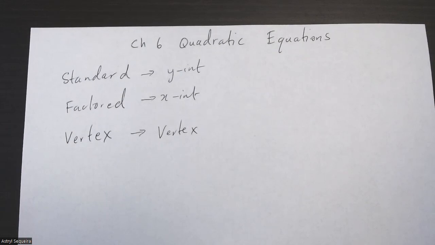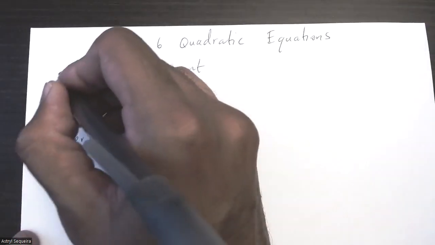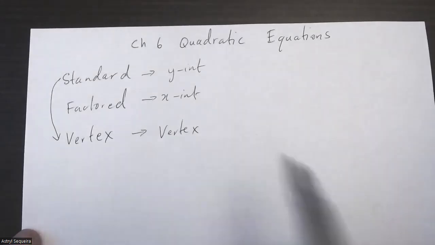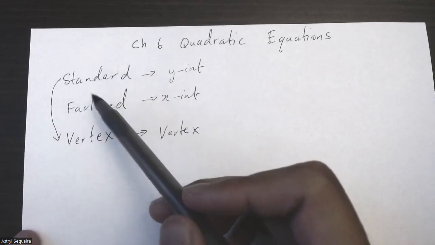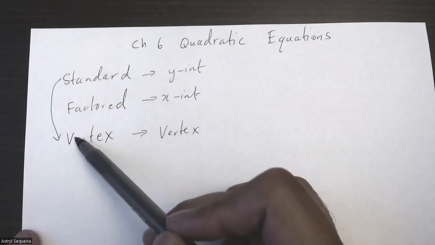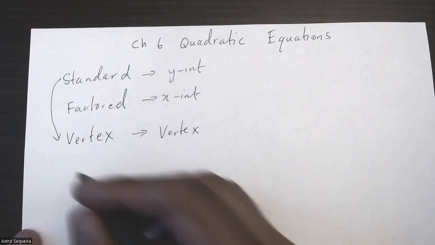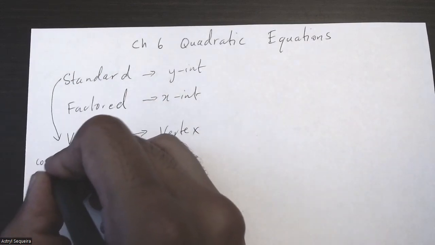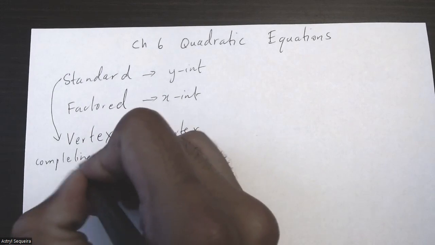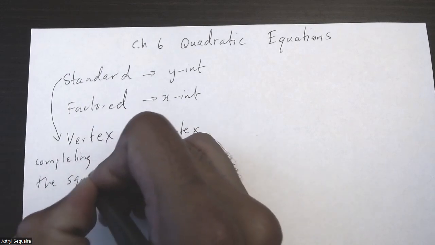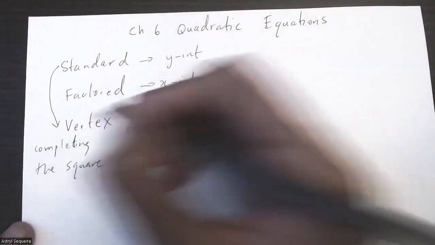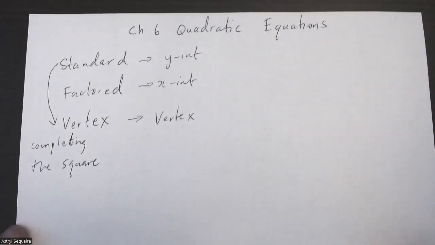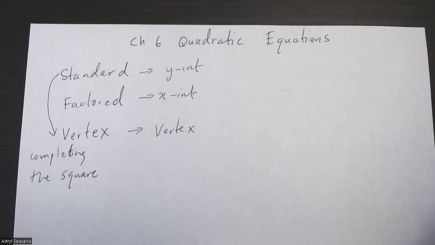So let's get started. The first thing we're going to learn is to go from standard form to vertex form. We already did standard to factored form in chapter 5. That was factoring. We're not going to cover that in this chapter. We're going to go straight from standard to vertex. And the method is going to be called completing the square. Now, I know there's a couple of ways to do this. You can also do this with partial factoring, but I find completing the square a lot easier. So I'm going to start with completing the square.